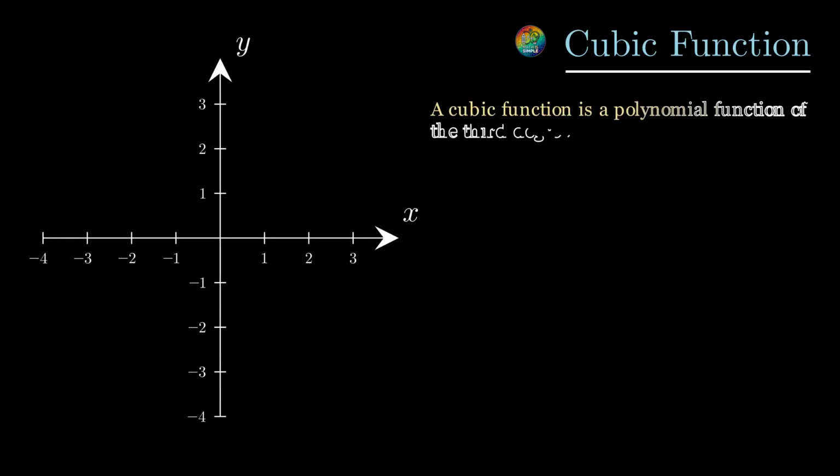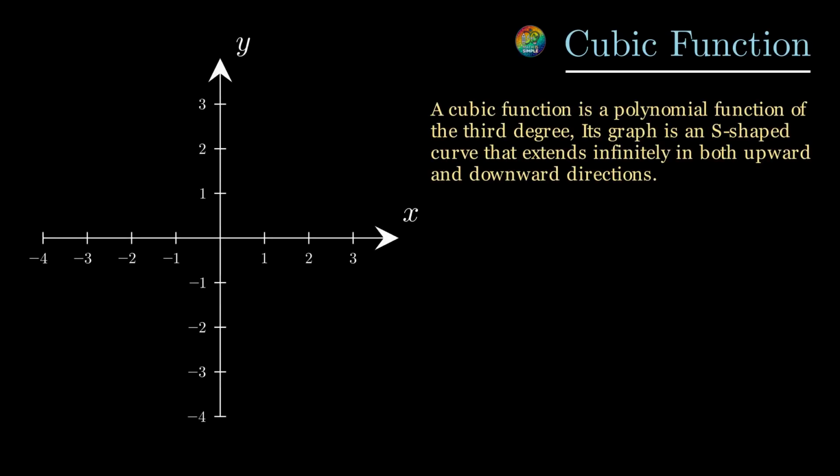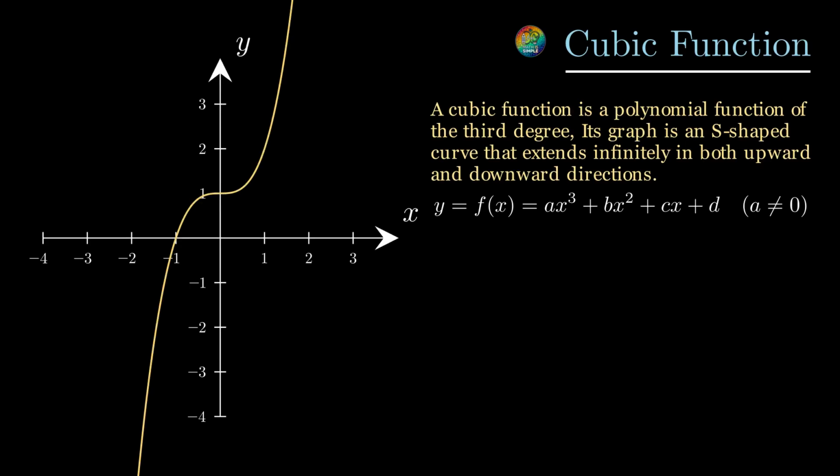Next, let's explore the cubic function. A cubic function is a polynomial of the third degree, which simply means the highest exponent on our variable is a 3. The standard equation is y equals f of x equals ax cubed plus bx squared plus cx plus d. Just like with quadratics, our leading coefficient a cannot be equal to 0.